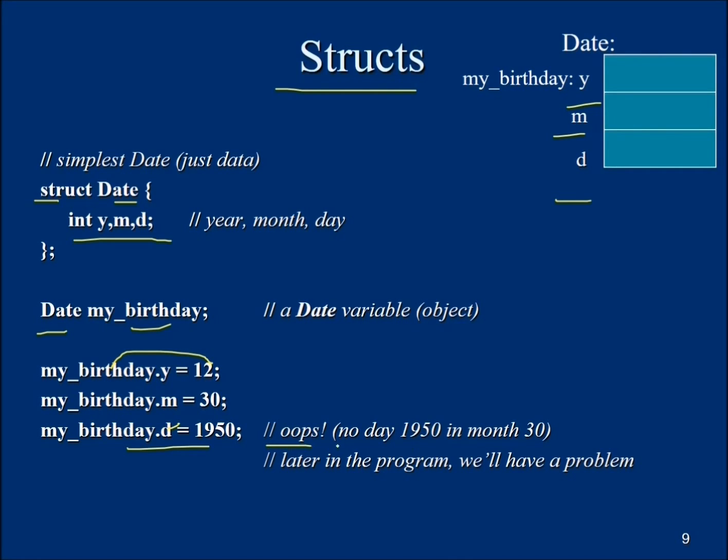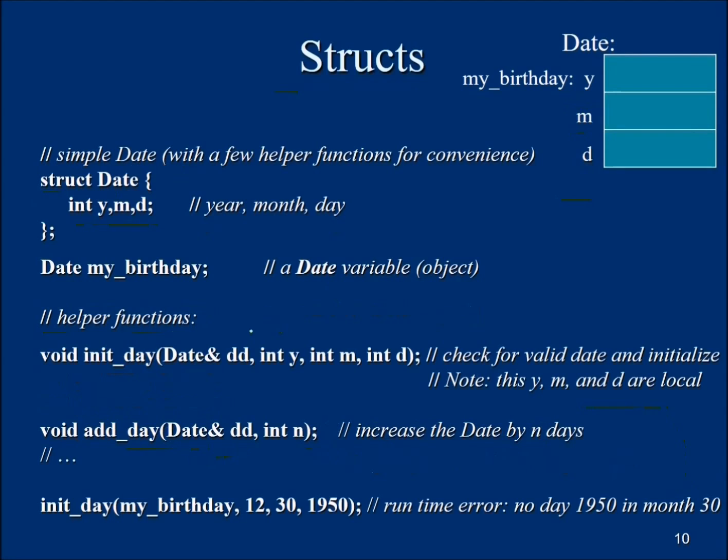So that is why this is a trouble. Later in the problem we will have some trouble, but right now for understanding you can provide any value, even though this is not logical right now. And if a simple date is there, we can also have some helper functions just for your convenience, because you have defined a structure.